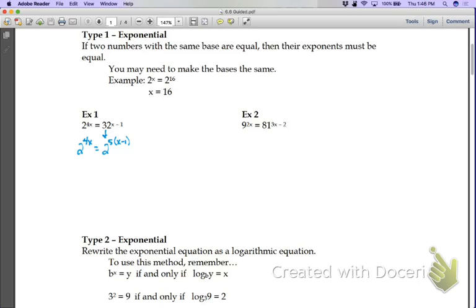All I did was change the 32 to 2 to the 5th, and then that 5 is just going to get multiplied by x minus 1. Once you get bases that are the same, I don't care about those anymore. All I'm going to do from here is set 4x equal to 5 times x minus 1, and solve. So I'll have 4x equals 5x minus 5, negative 5x on the left side, negative 5 on the right, so x is equal to 5.